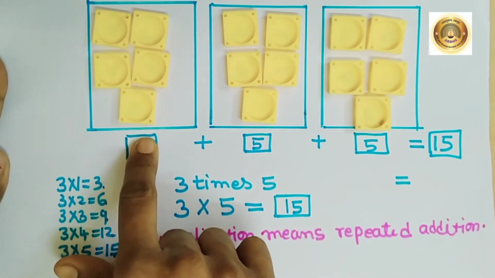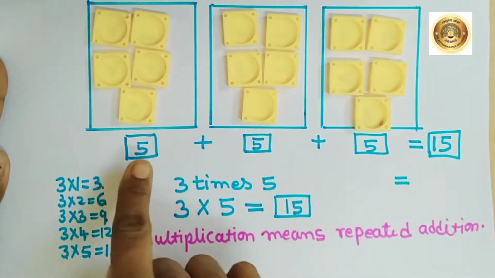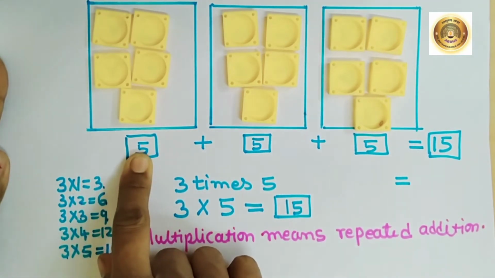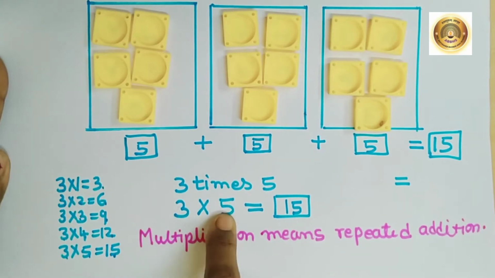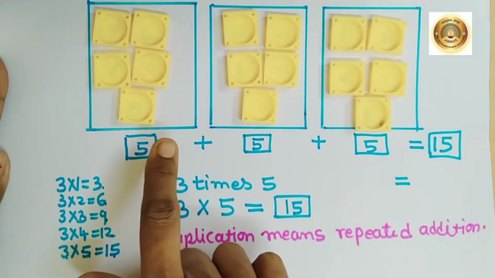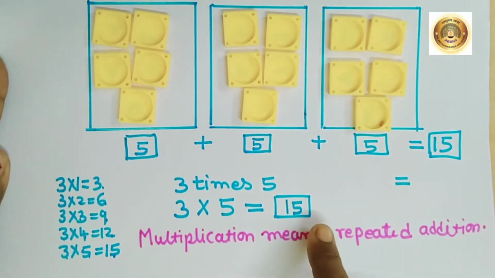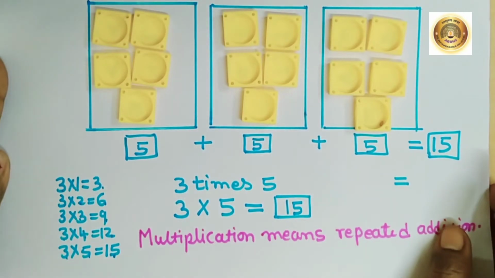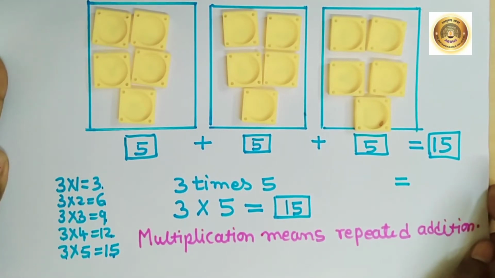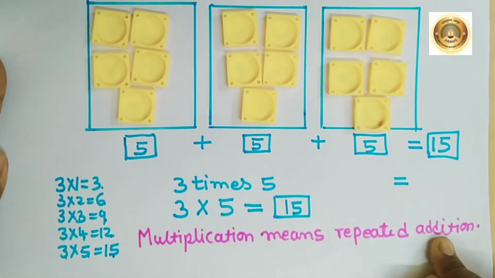Here we are having 3 groups or 3 boxes, and each box is carrying 5 blocks. So we have to multiply number of boxes with the number of blocks each box carry. Then you will get the total number of blocks of all 3 boxes. So what we conclude that multiplication means repeated addition.